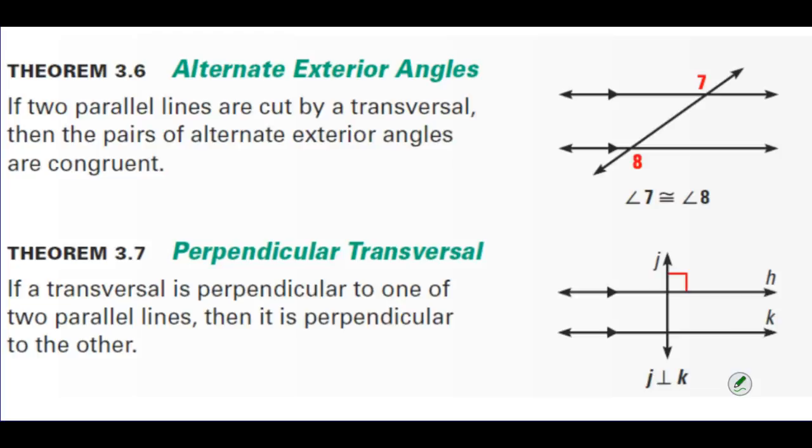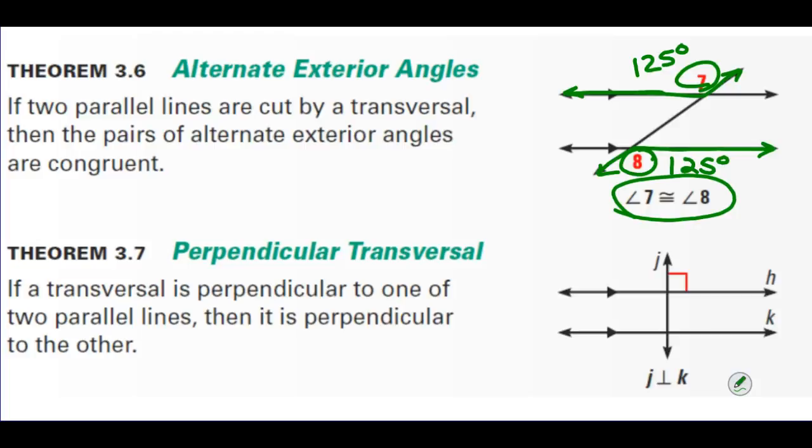Alternate exterior angles. Alternate exterior angles are congruent. Now, if you focus in on those two angles, they look like the degree measure is greater than 90 degrees. So knowing that there has to be some kind of relationship, if we say that angle 7 is 125, then angle 8 would also be 125. And we could fill in all of the angle measures here based on any kind of relationship. If we know that angle 7 is 125, then this one's 55.